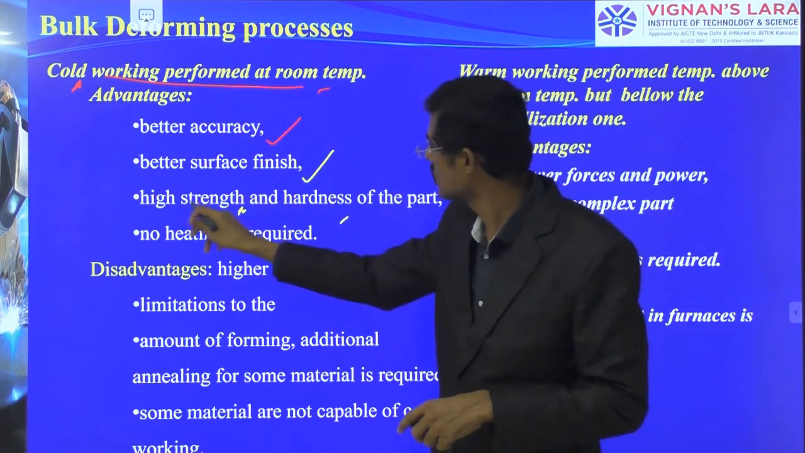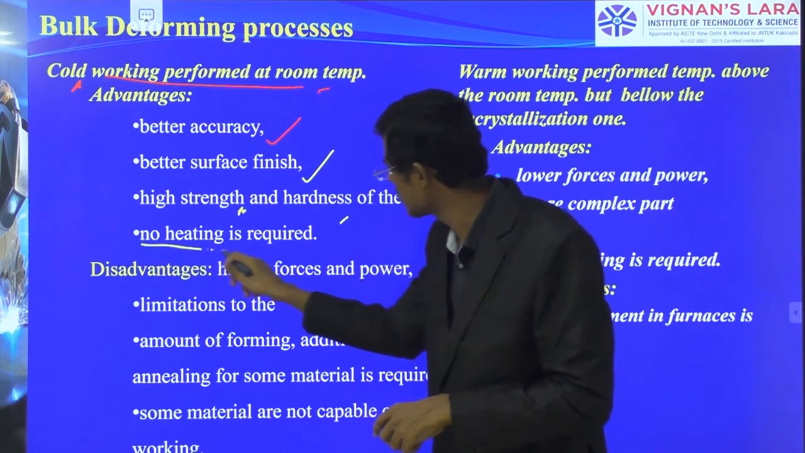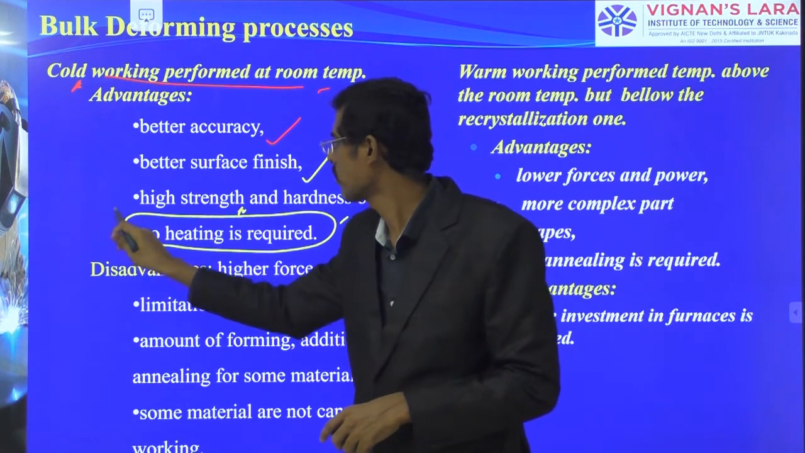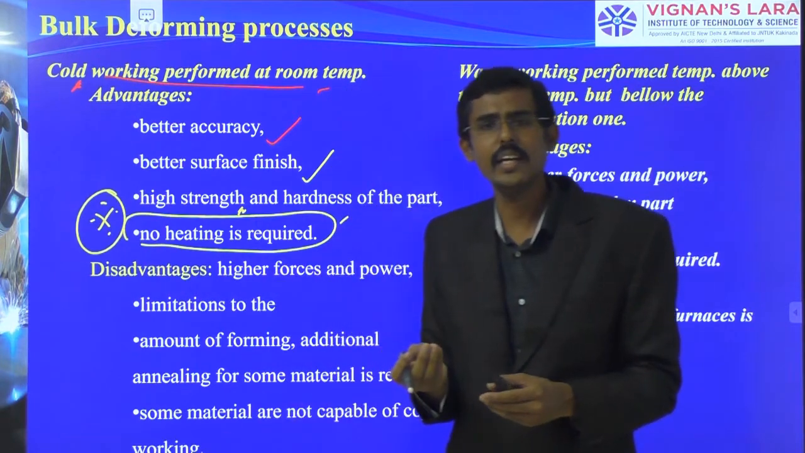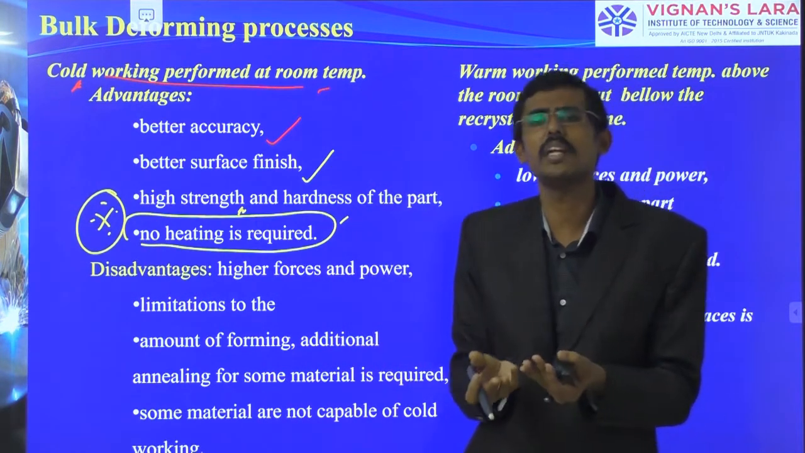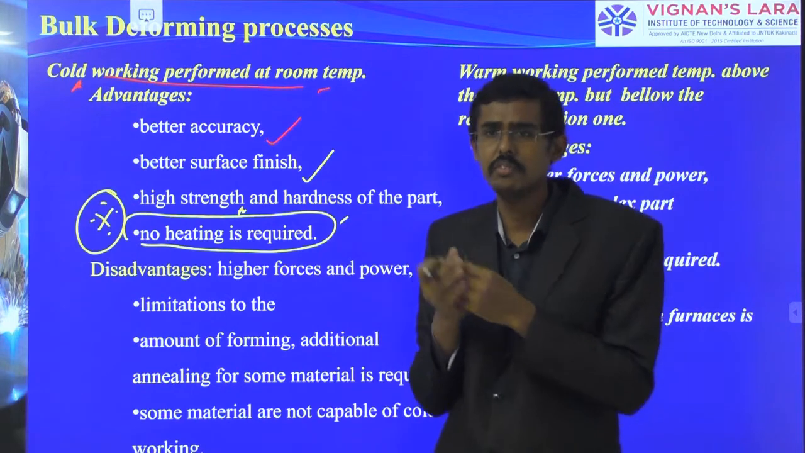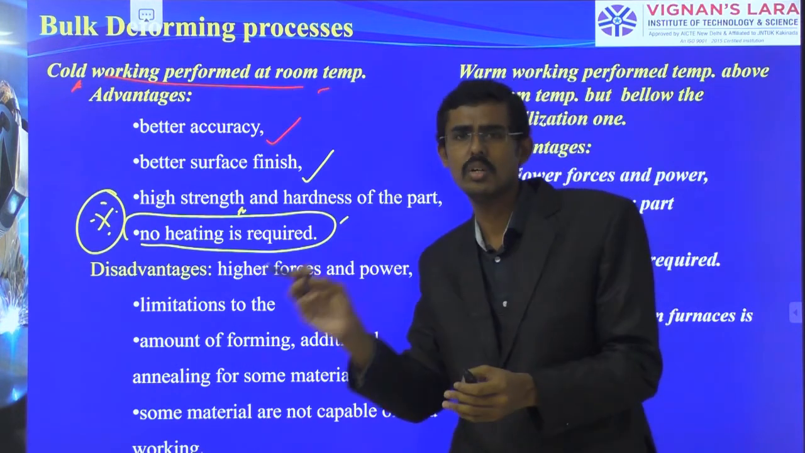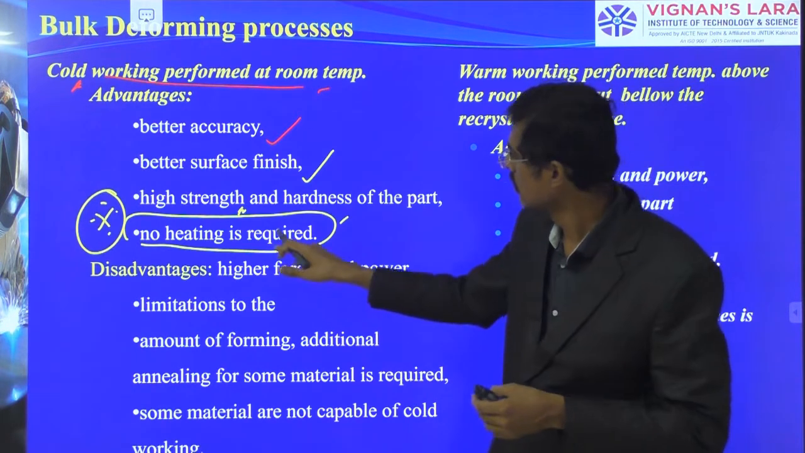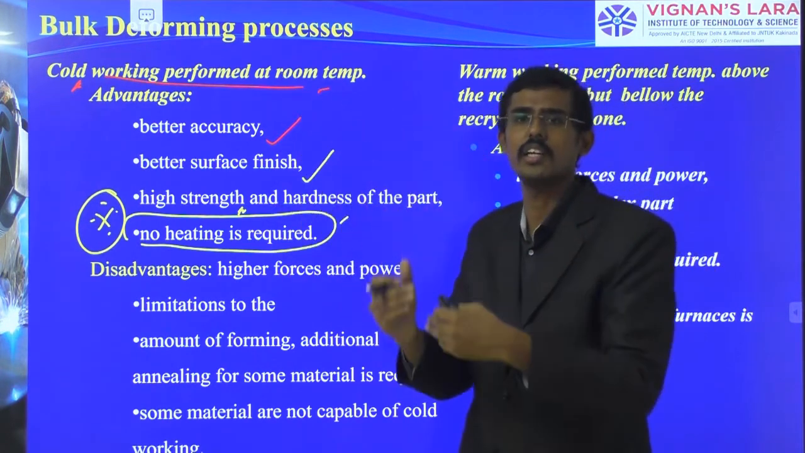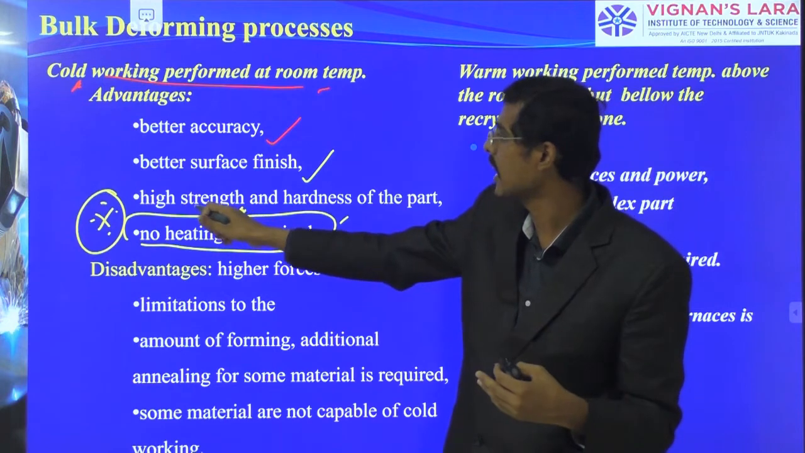So with cold working, we get high strength. No heating is required. Very important point, because even a 1 degree increase in the temperature is very difficult and cost intensive. We need ovens or furnaces to keep heating. It is so difficult. Therefore, heating is not required. Obviously, we get cost reduction, and obviously we get high strength there.